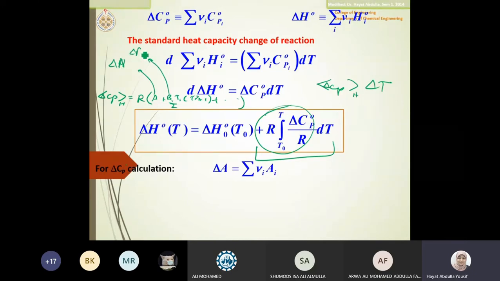That means I don't have only one A, I don't have only one substance. Remember, here we are dealing with a reaction that has products and reactants. So the A that I want to find, I have to consider A for each species and its stoichiometric number, and I do the math. Delta A, same thing with delta B, delta C, delta D. Then I substitute in the equation, because of the presence of delta.